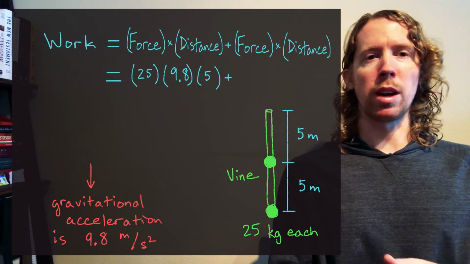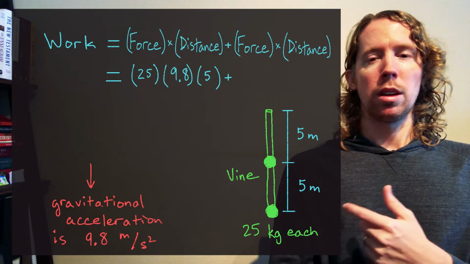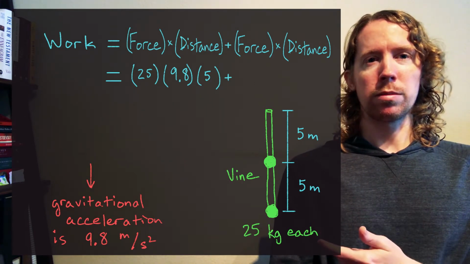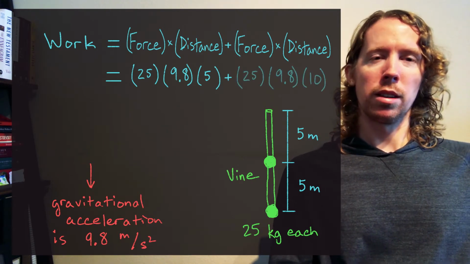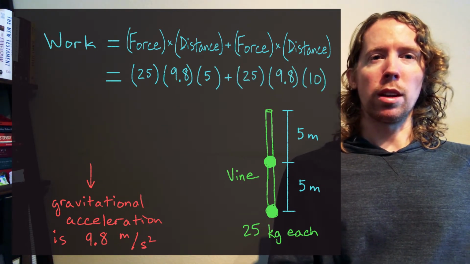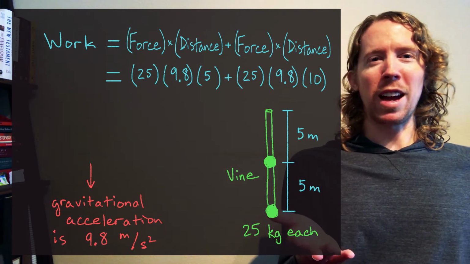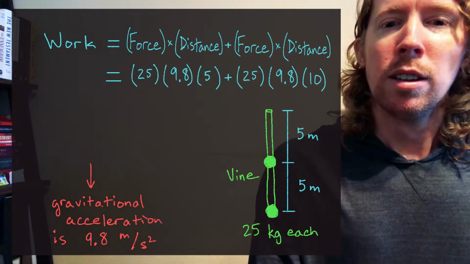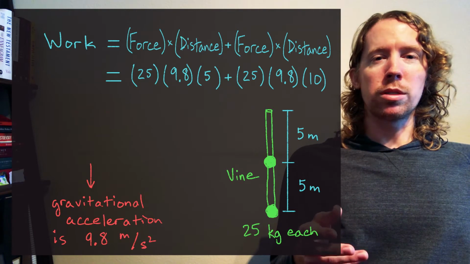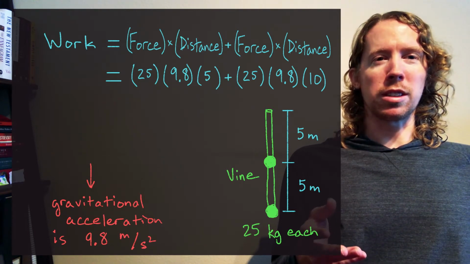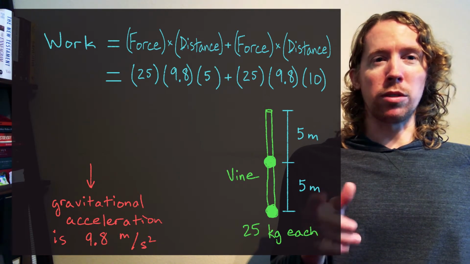So 25 times 9.8 times 5, plus, and then for the second piece, the mass is 25, the acceleration is 9.8, and then the distance there is 10. So if we used 10 for the acceleration instead of 9.8, then we would have 25 times 10 times 5.